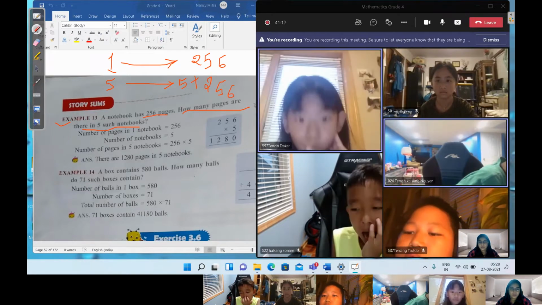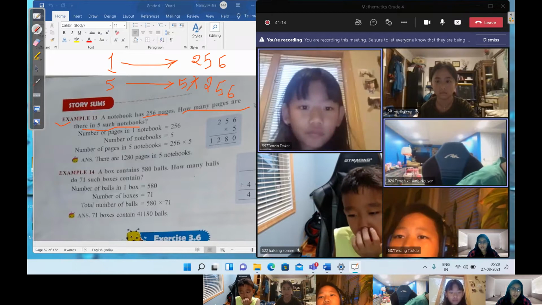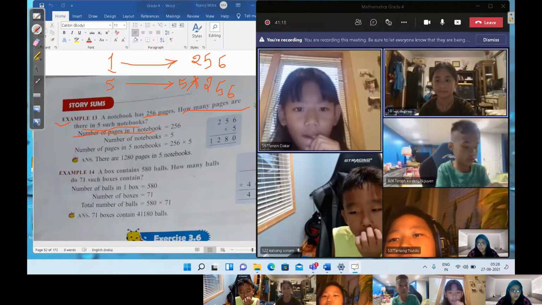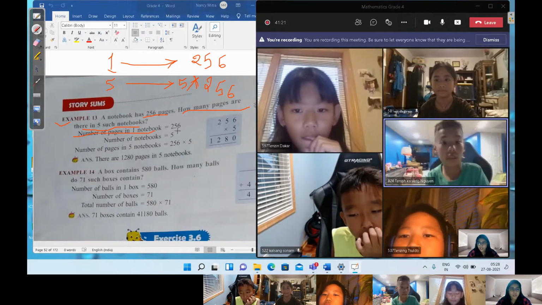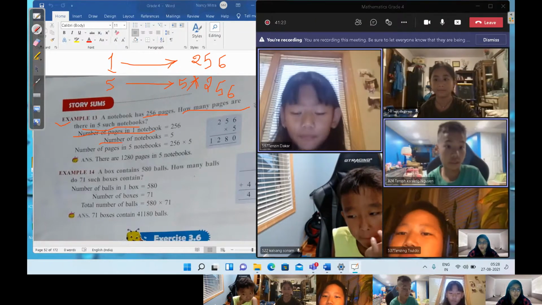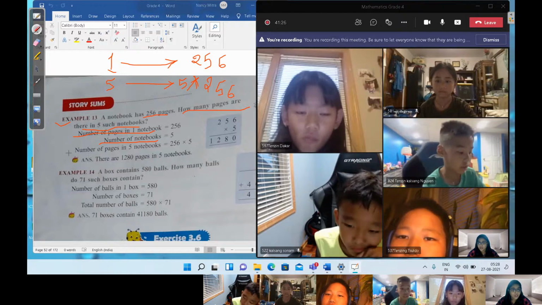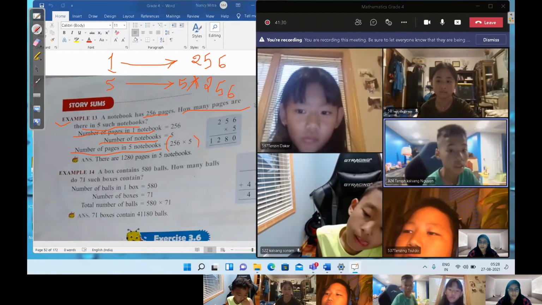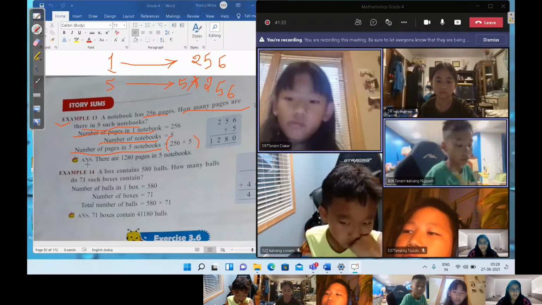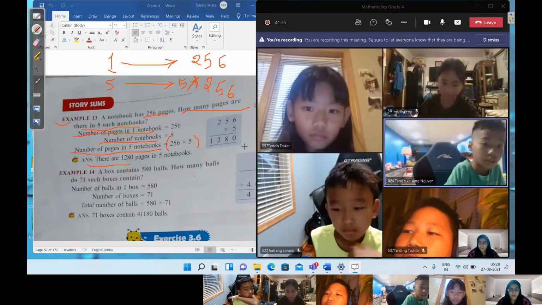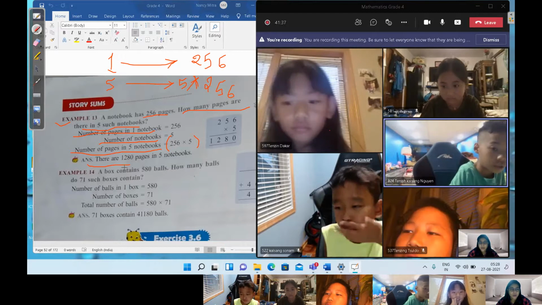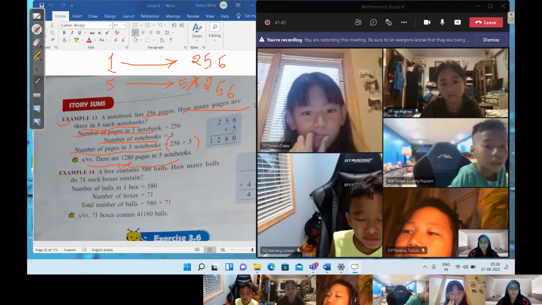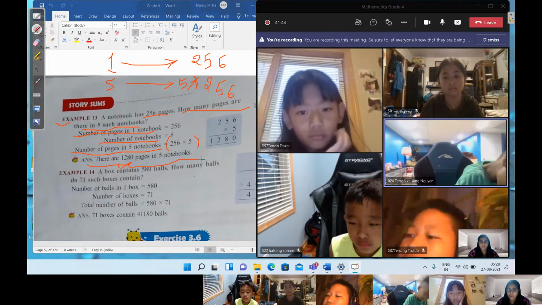Yes, we have to multiply. You can see the number of pages in one notebook is 256. The number of notebooks is 5. So the number of pages in 5 notebooks means we have to multiply. If we multiply, how many pages are there in 5 notebooks? 1,280 pages in 5 notebooks. Okay.